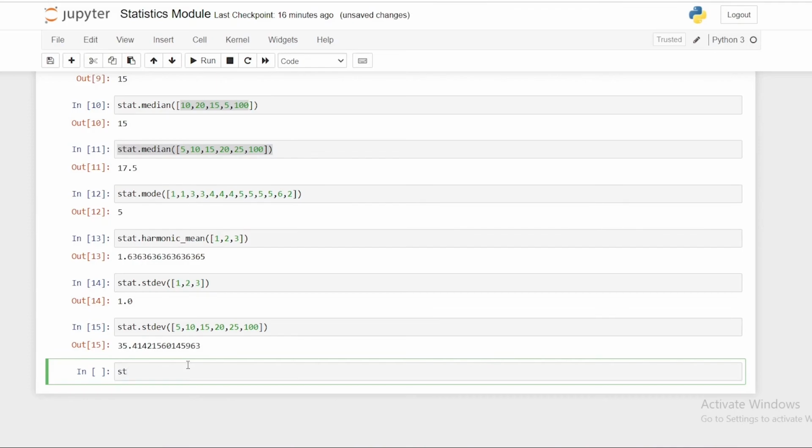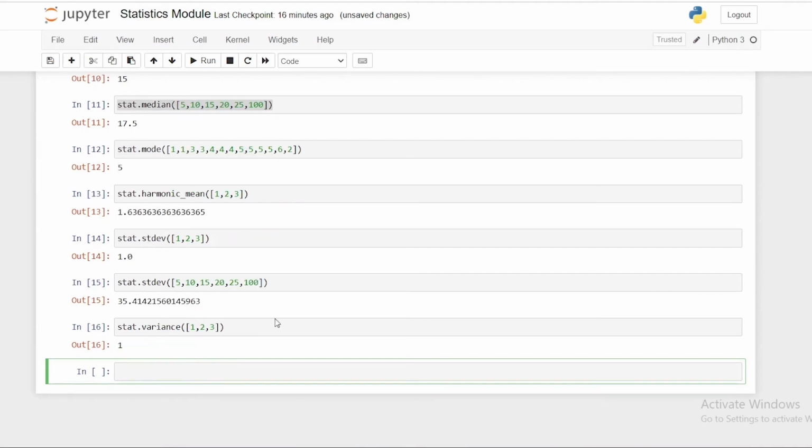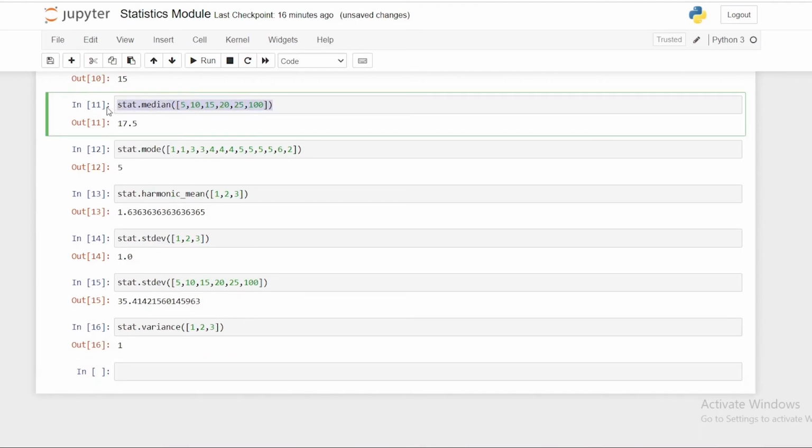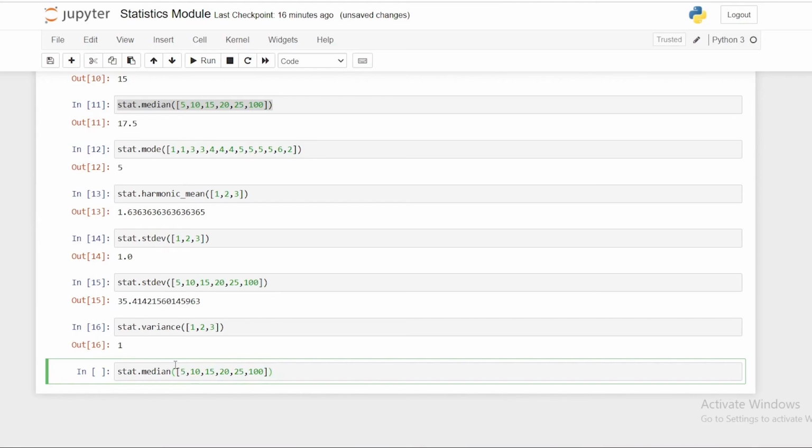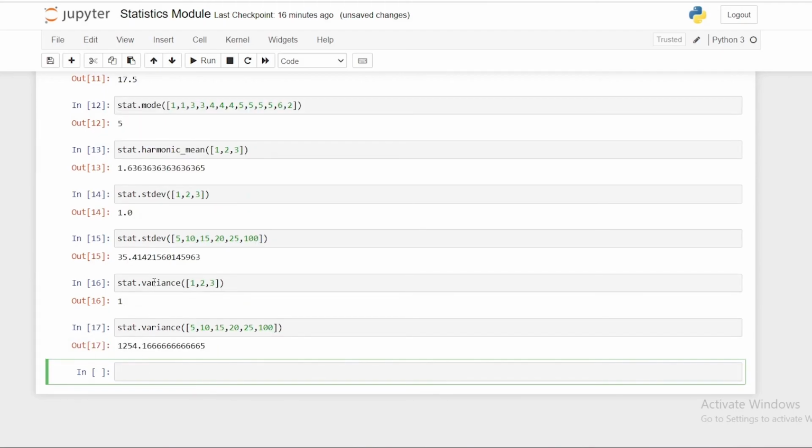Now let's see what variance is. Variance is nothing but the square of the standard deviation. For example, for our initial set of readings, 1, 2, 3, the standard deviation is 1, and 1 square is nothing but 1. So if you want to find the variance of this other set, it's nothing but 35.414 the whole square.